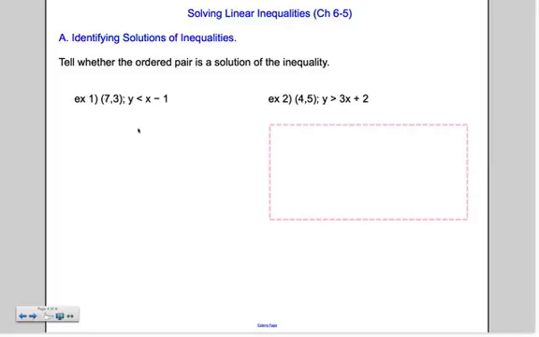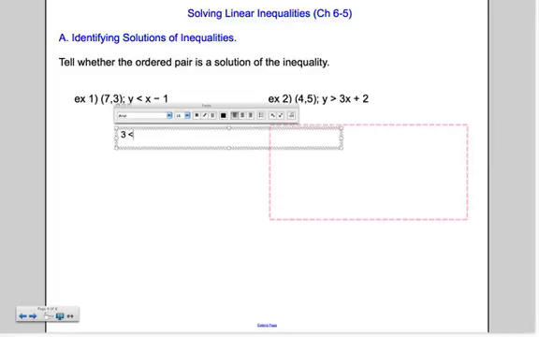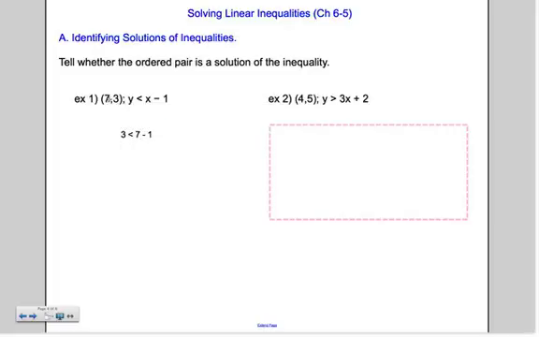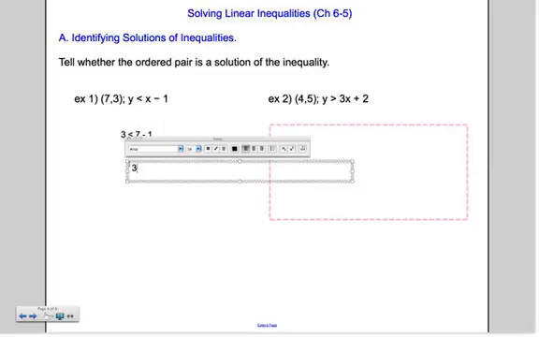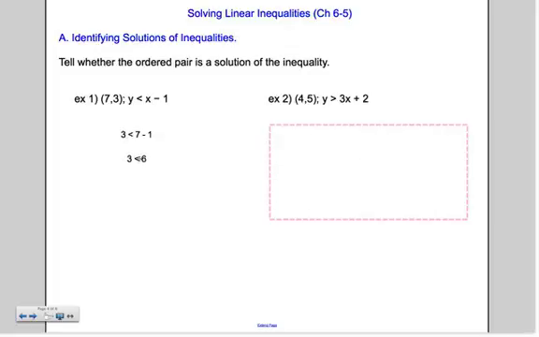Well, plug them in. So if we say, all right, well, 3 is less than, plug in your x, which is 7, minus 1. Right, we just said, here's my x, here's my y. Is this true? Well, let's see. Is 3 less than 6? Yeah, that's true. So this whole thing is a true statement.